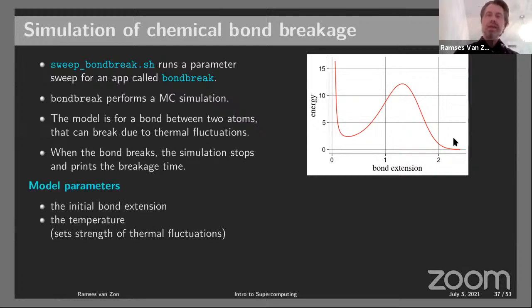Okay, so into the model part of this: the point where we start the bond. I think that is somewhere in the middle here. And then we set a temperature. As I said, these fluctuations are due to temperature. So we set a temperature, and if the temperature is too low, it will never escape. That's kind of how it works.